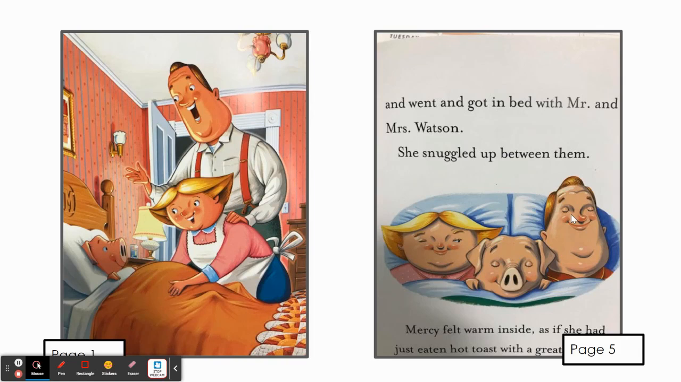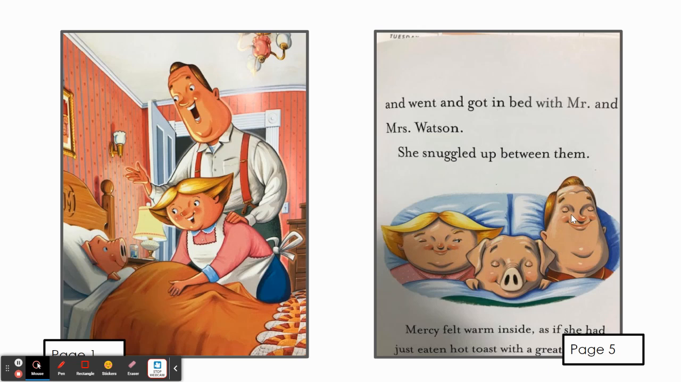And I can see that on page 1, we saw Mr. and Mrs. Watson putting Mercy to sleep. She has her own bed, her own bedroom, and they're singing her goodnight. Now, I don't know about you second graders, but that seems a little unusual to me. I don't think most pigs have their own room and their own bed.